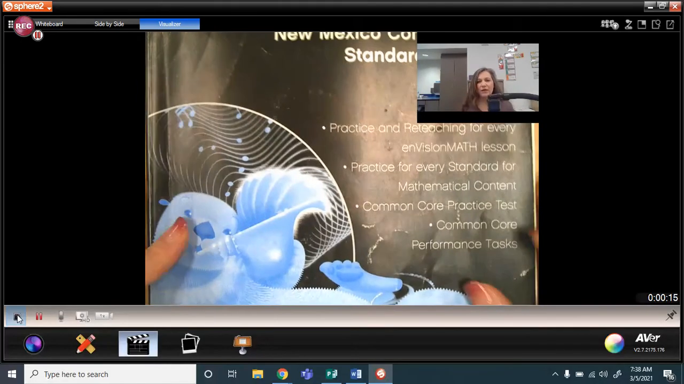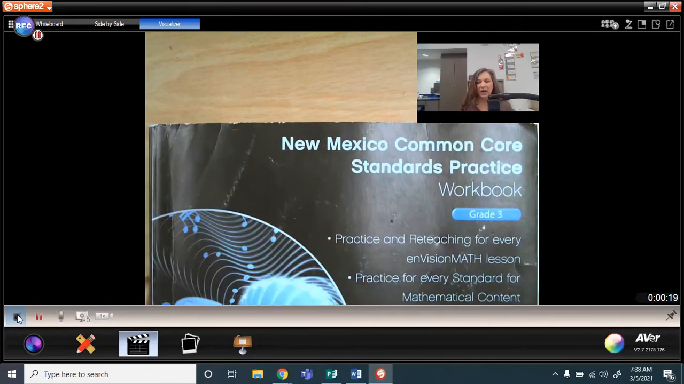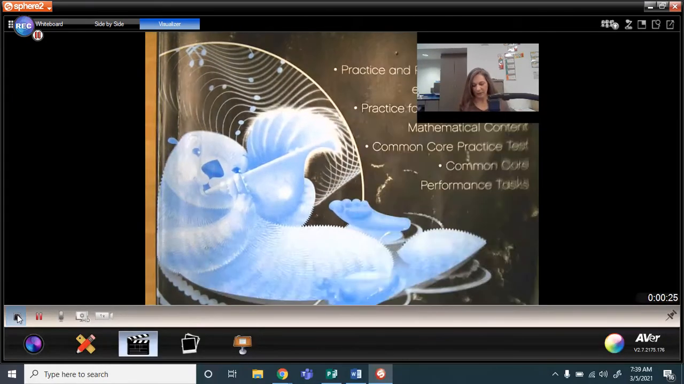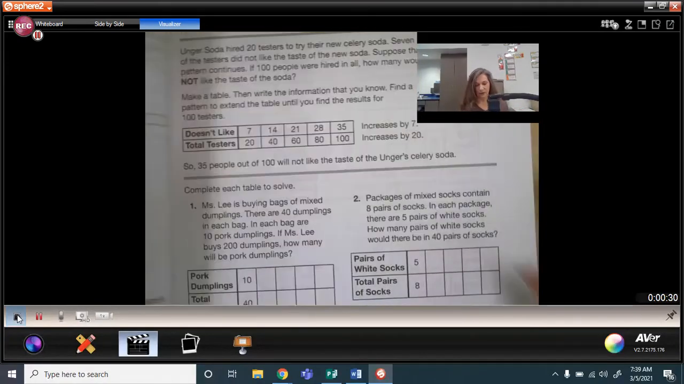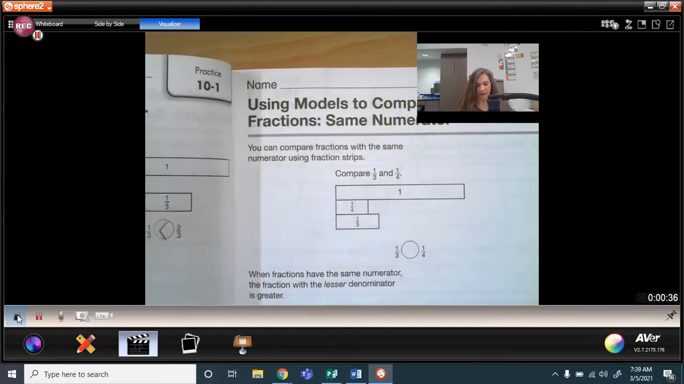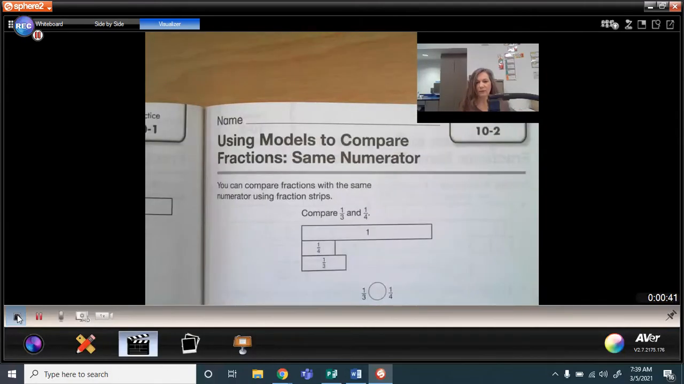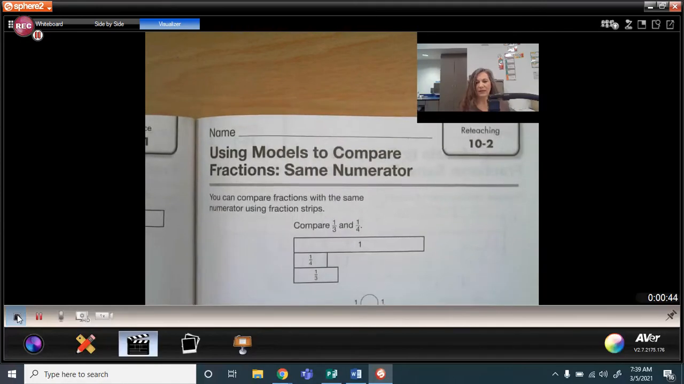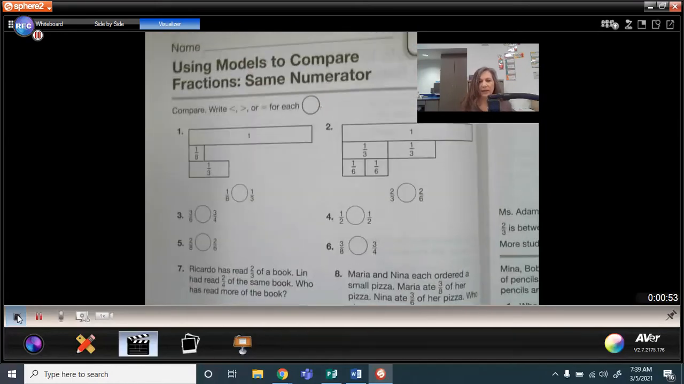First of all, I want to take a look at our assignment from yesterday, which was our practice book page 10-2. You're going to open it up to 10-2. Remember, this lesson was on comparing fractions with the same numerator. This is our assignment from yesterday. We did the front together. Now we're going to take a look at the back and double check our work. Let's go ahead and get started.